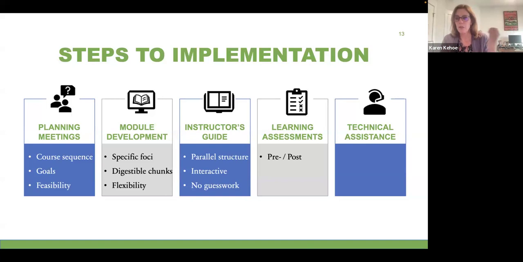And then we have learning assessments. We have a pre and a post assessment that we encourage them to give to their students before they take the module. And then at the end, we also have a quiz for each chapter, which we'll look at in just a minute. And then we have intermittent learning checks. So each section of each chapter actually has a learning check.